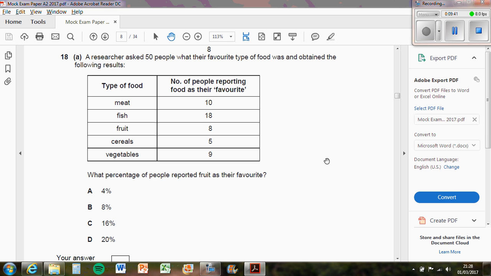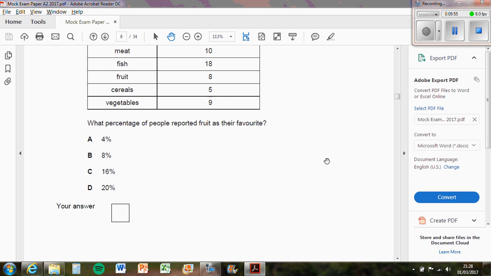If you'd put it in your calculator, 8 divided by 50, you'd have got it as well. So you can use a calculator, that's fine, but you can do it in your head, it's not that difficult. If you're stuck on that, I suggest watching a video on YouTube about how to calculate percentages, because they're really easy to do once you know how to do them.